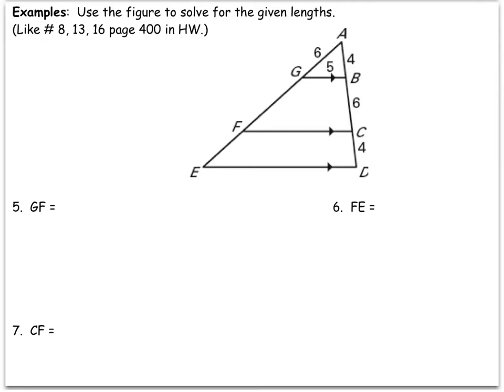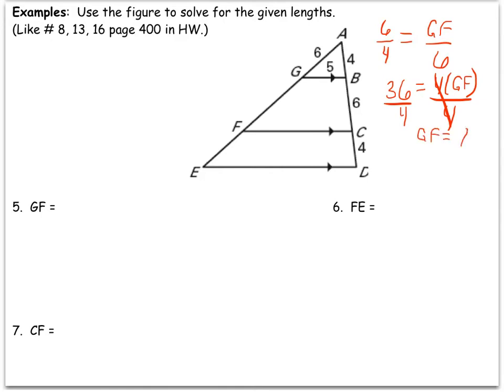Here's a situation where we have three parallel lines, so our ratios should be the same. So what I can do is first take the ratio of 6 divided by 4, which should be equal to GF divided by 6. 6 over 4 is equal to GF divided by 6. Taking the cross product, we get 6 times 6 is 36 is equal to 4 times the length GF. Divide both sides by 4, and we get that GF is equal to 9.